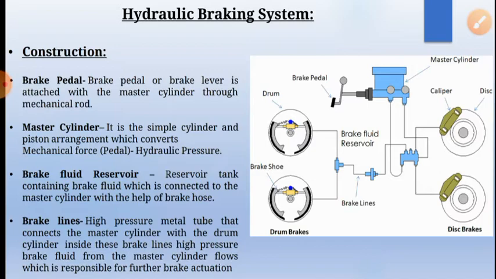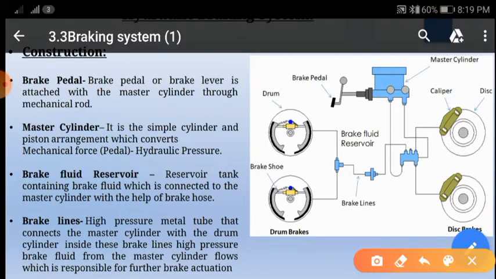Here a typical diagram of the hydraulic braking system is shown in the figure. So let's start with the construction. Here we will be talking mainly about the four major parts of the hydraulic braking system. The first one is the braking arrangement. Here one brake pedal is provided, also called the brake lever. It is attached to the master cylinder, as shown in the figure, through some mechanical arrangement or linkages.